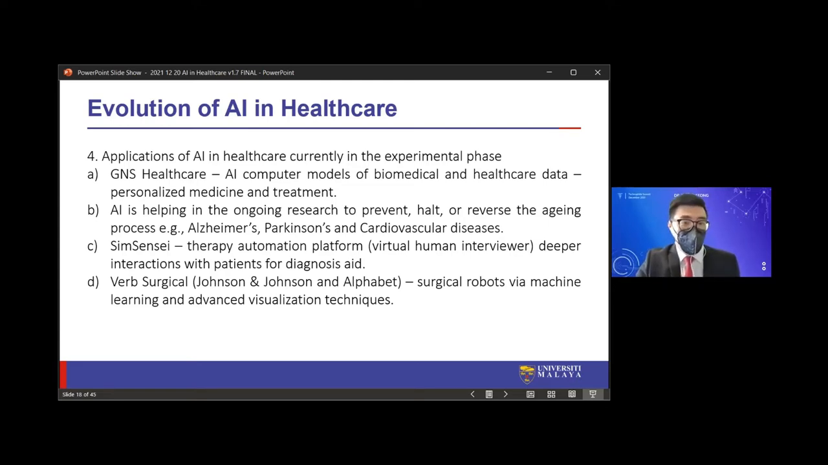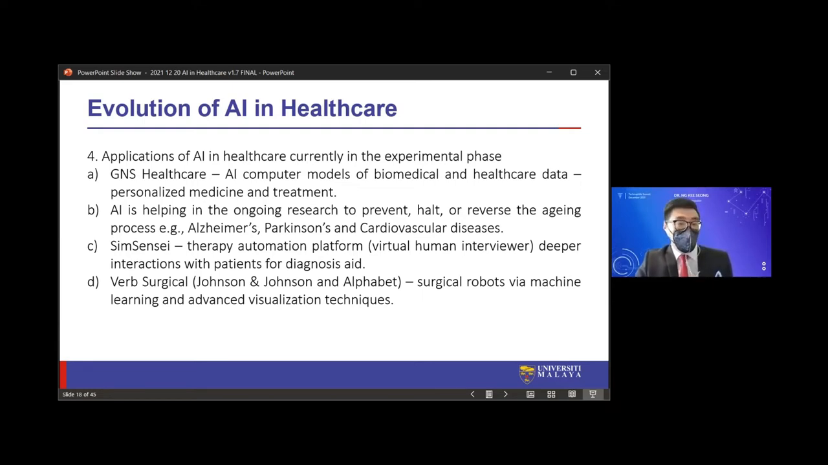For example, GNS Healthcare, where they are using AI computer models of biomedical and healthcare data to personalize medicines and treatment. It's helping ongoing research prevent, for example, Alzheimer's, Parkinson's, and cardiovascular diseases. There's also SimSensei, which is a therapy automation platform, which uses a virtual human interviewer that allows for deeper interactions with patients for diagnostic aids.